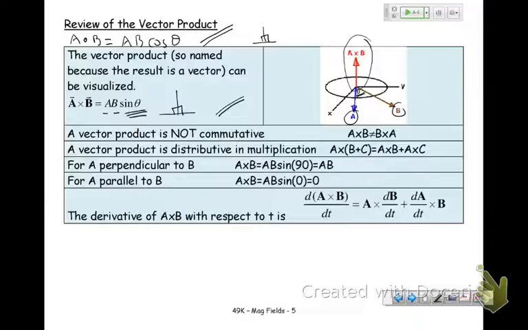So this you don't really need to know for the test. I'm going to use it in a derivation, because we just use it to explain something. But if I have d(A crossed with B)/dt, it's A crossed with dB/dt plus dA/dt crossed with B.